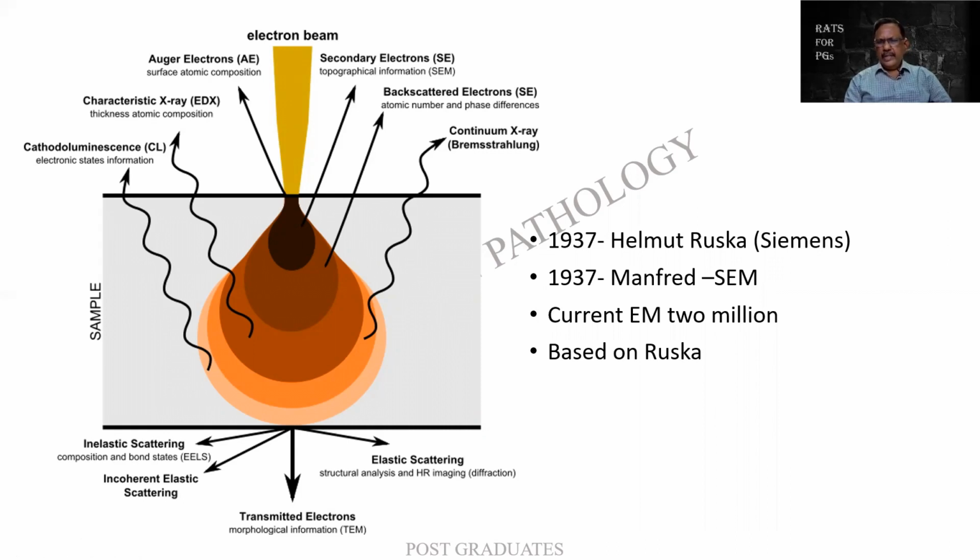Following which, Siemens was a person who doesn't give up that easily. Helmut Ruska, he is a brother of Ruska originally, and he contributed Manfred in 1937 from US. And currently, the electron microscope has got 2 million times magnifying capacity. But the original one, Ruska's, remains the basis for this.